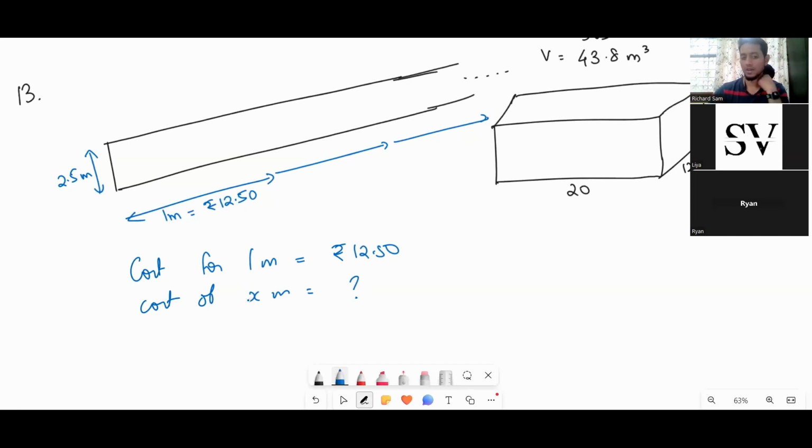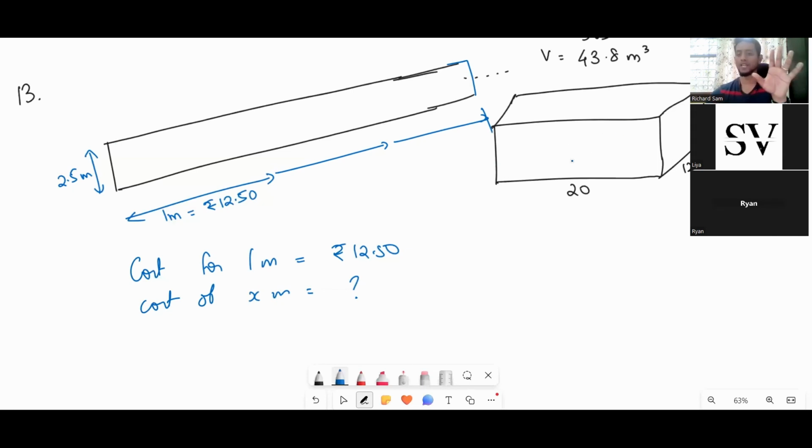So we need to first find the X meters, the actual length. Suppose just imagine we need 3 meters. Then the cost of 3 meters will be 12.5 into 3. I'm just giving an example. Suppose we needed 3 meters, then the total cost will be 12.50 rupees into 3 meters. What will be the area of these 3 meters of roll? 3 meters into 2.5 meters. That will be the area of that 3 meters of roll.